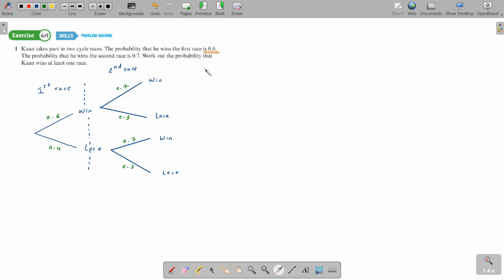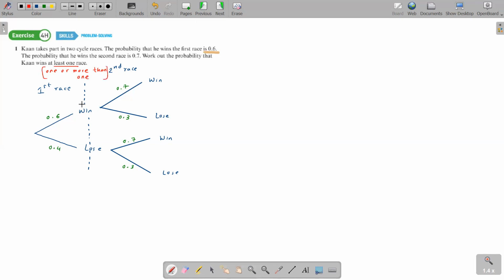Okay, so work out the probability that he wins at least one race. What do you mean by winning at least one race? Winning at least one means what? Minimum, you should win one, or you can even win what? At least one means one or more than one. So these are really important terminologies. One or more than one.